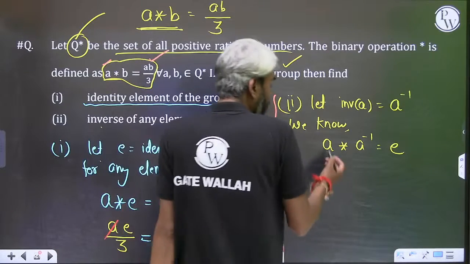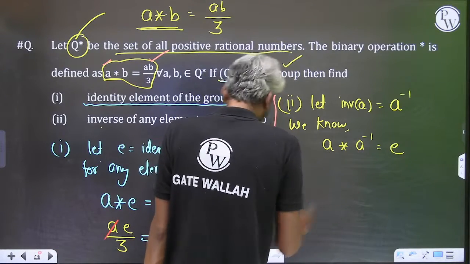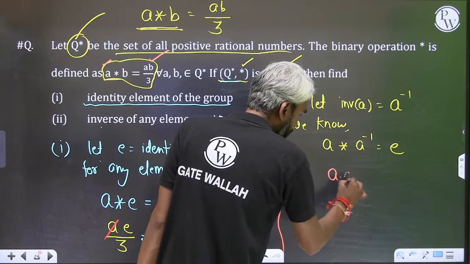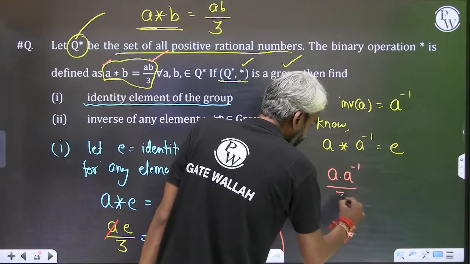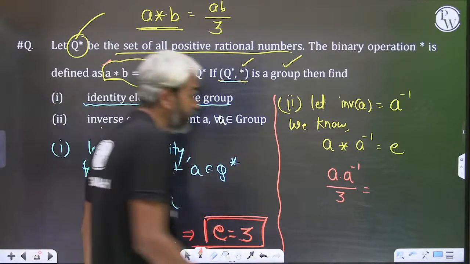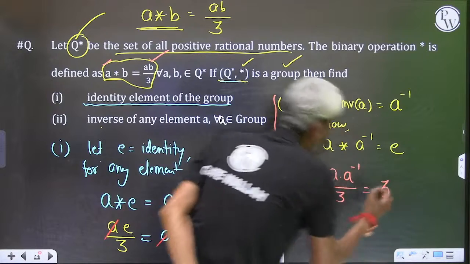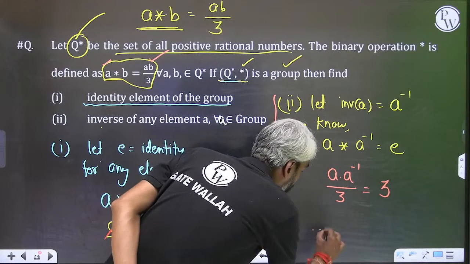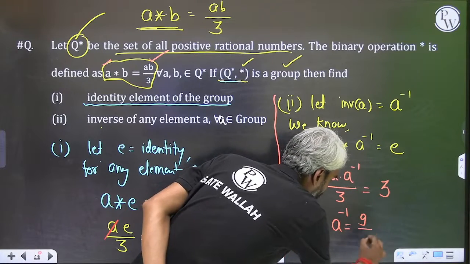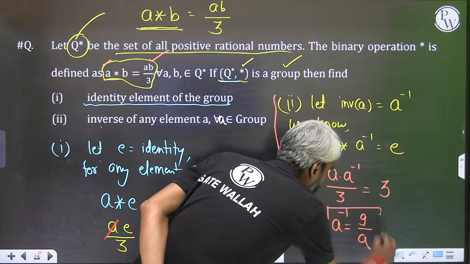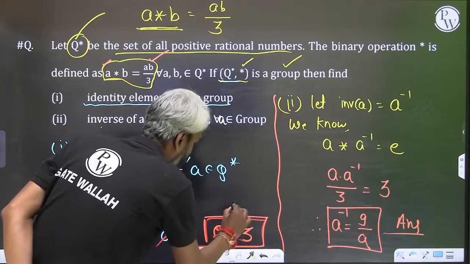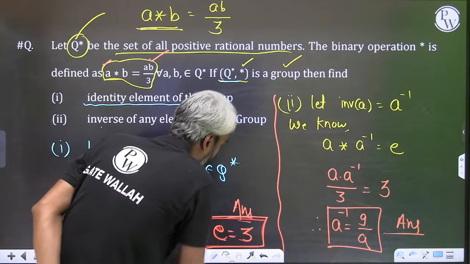Now, what do we know? A asterisk A inverse is nothing but A into A inverse by 3. And we have already calculated the value of the identity element. We know the value of the identity element will be 3. Therefore, what will be the value of A inverse? 3 threes are 9, by A. The value of A inverse will be 9 by A. The answer for the second part will be the answer for the first part.